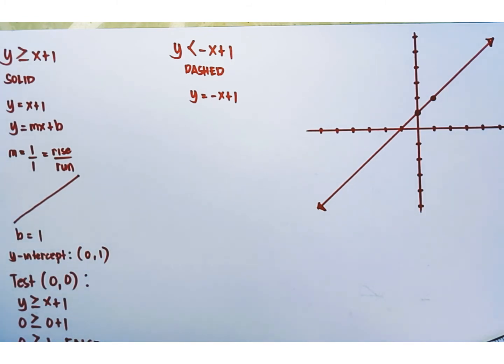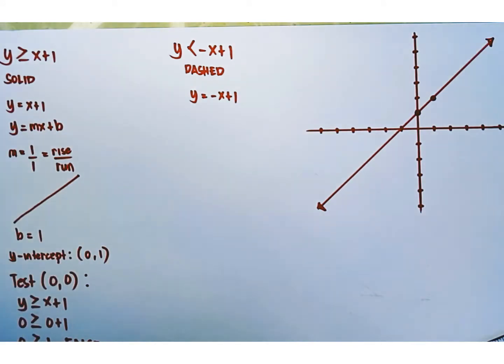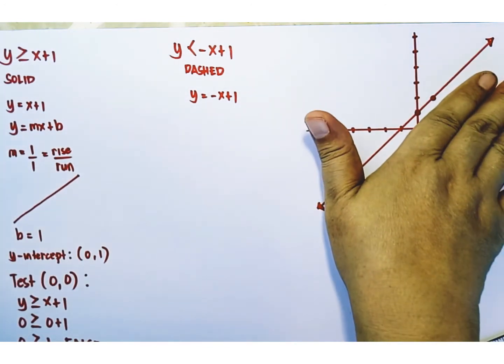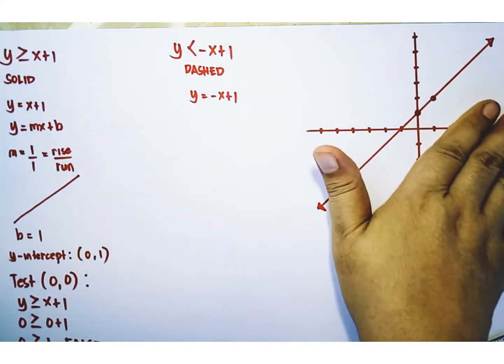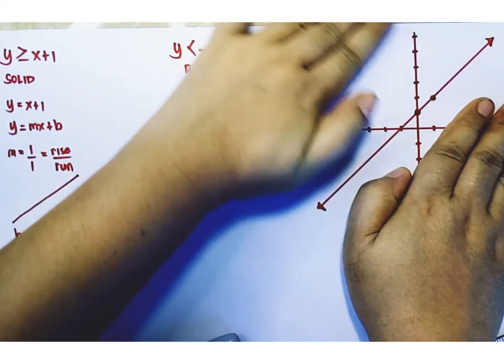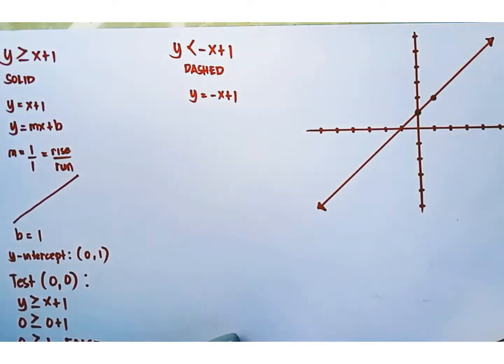If we get a false statement, it only means that our test point doesn't satisfy the inequality. So we should shade the region that doesn't contain the test point. If this is the test point and this is the region that contains it, this is the correct region to shade. The one that doesn't contain our test point. Okay, let's shade the upper region.